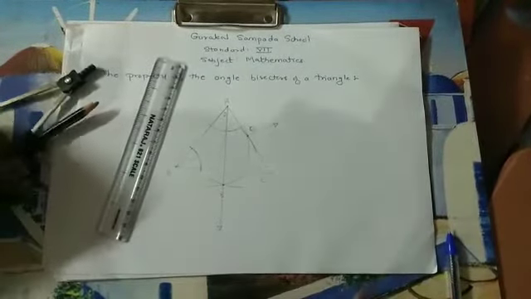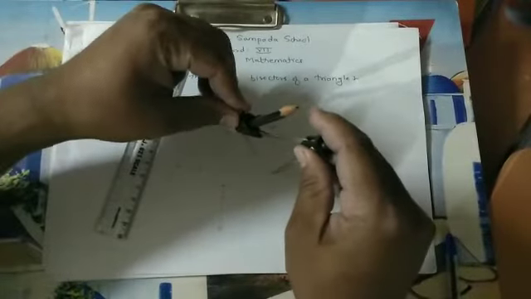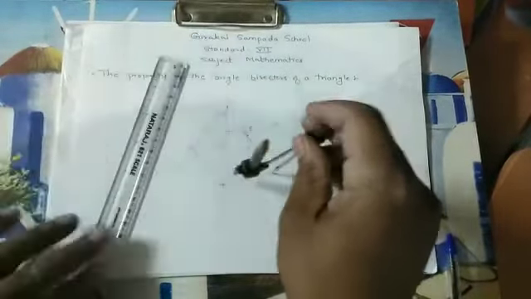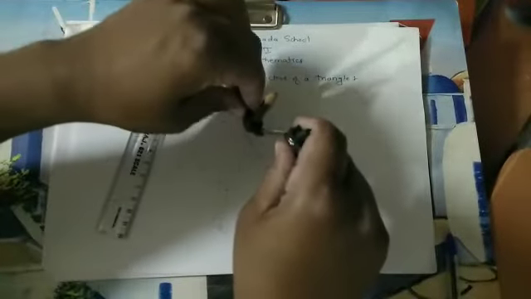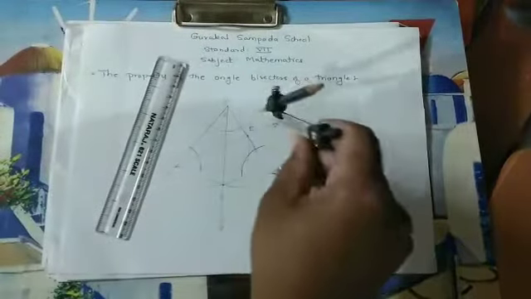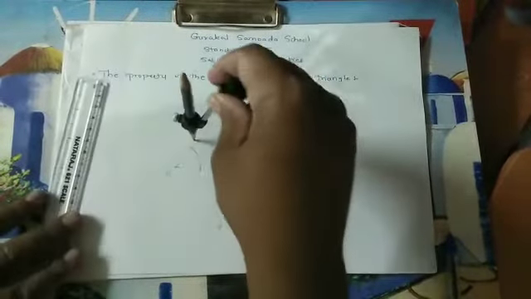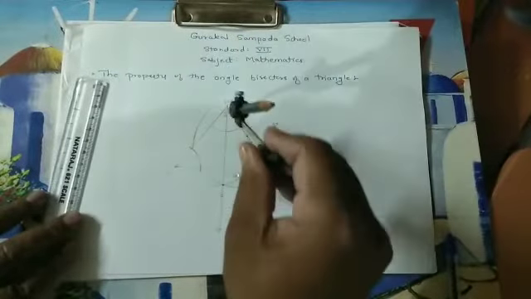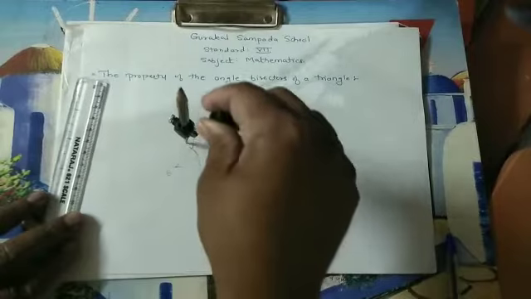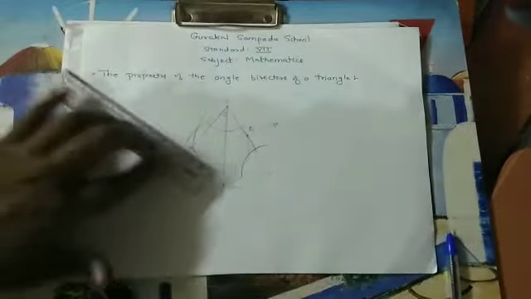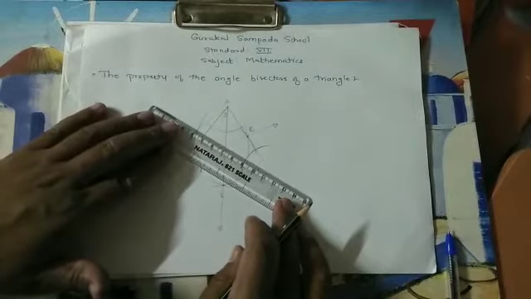Now third, we have to draw the angle bisector of angle C. Again we draw an arc, then take a distance greater than half of this length. We keep the compass at the first point and draw an arc, then at the second point and draw a second arc. Now I will draw the angle bisector of this.